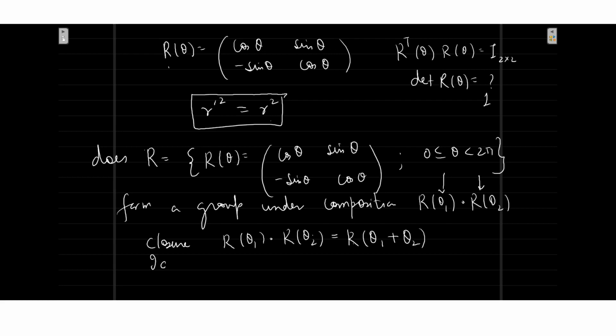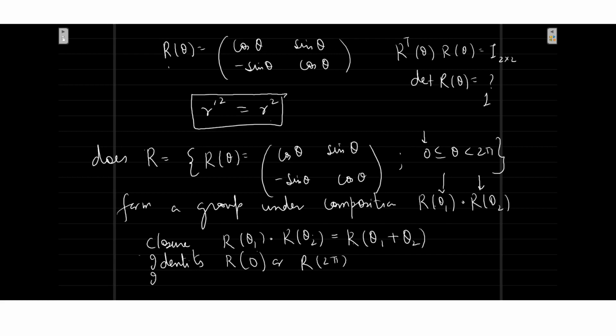Identity element: any rotation which leaves this system exactly the same as it was earlier. R2 pi. And since I am keeping 0 here and not 2 pi, you can say R0 or R2 pi. Let's just write it, but technically, I am just keeping 0 inside.